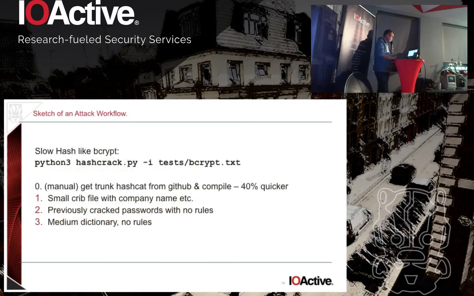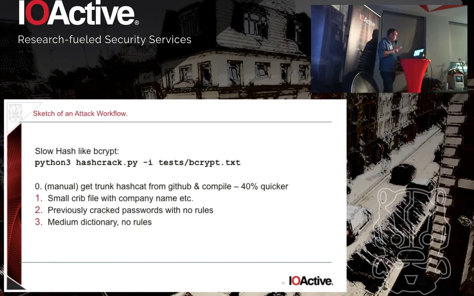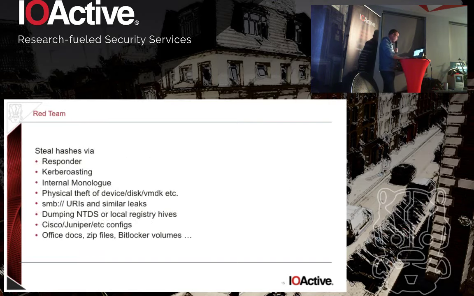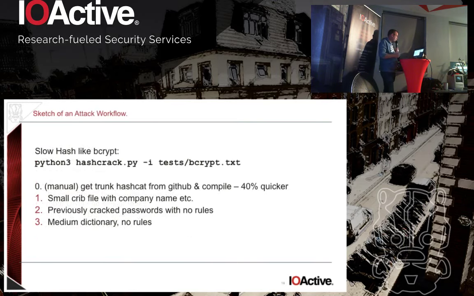If you're checking bcrypt, that's a very different matter. You can only basically try a very limited set of words, which is typically a crypt file, so the name of the company that you're looking at, maybe the location it's at, then previously cracked passwords, and then a smallish dictionary, and no rules. So, I mean, the difference between the speed of these two things is about six orders of magnitude, about a factor of a million, which is, you know, obviously very substantial.